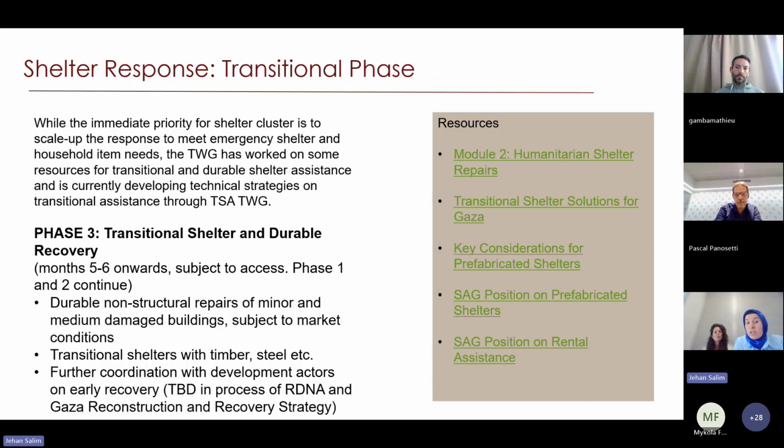And then key considerations for prefabricated shelters. We do have a very strong position on prefabricated shelters to be entered into Gaza because this is very sensitive in this response. And then our position on rental assistance as shelter cluster.